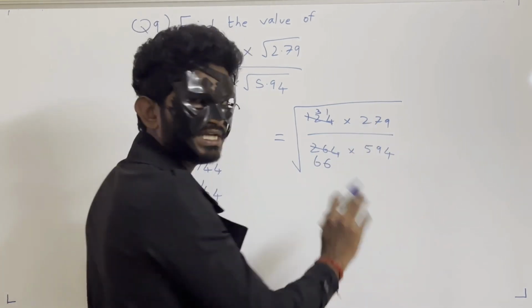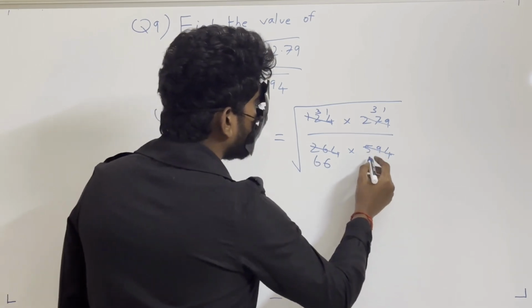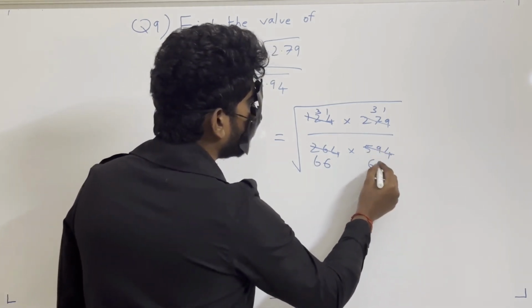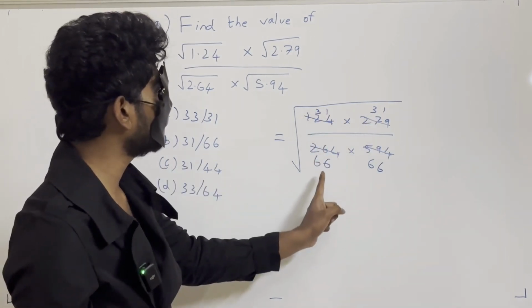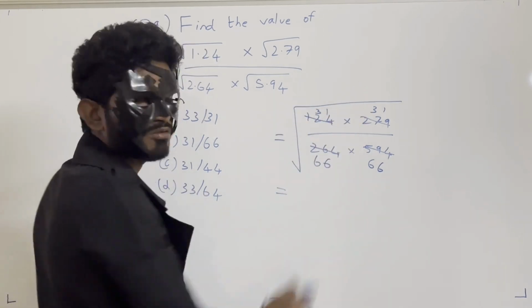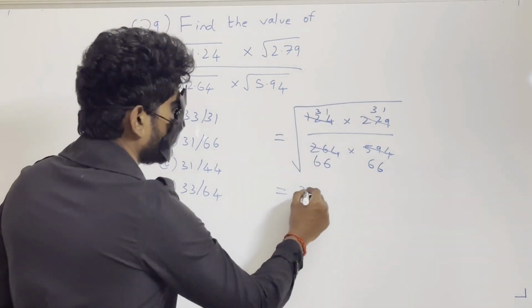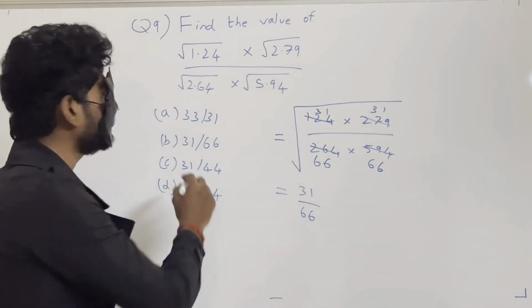Now here these two both are divisible by 9, so I will cancel it with 9. 9 3s are 27, 9 1s are 9, and this is 9 6s are 54, 9 6s are 54. So it's nothing but 31 into 31 by 66 into 66. So this is, and the square root on top of that, so this will be nothing but 31 by 66. So option B is right.